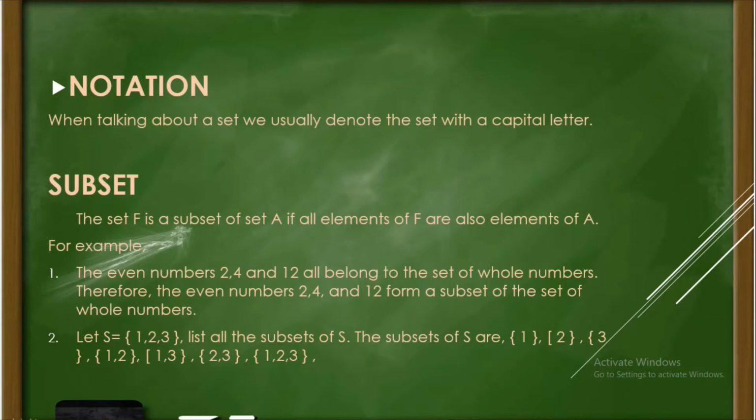So, another example, let set S is equal to {1, 2, 3}. Yung hinihingi niya, list all the subsets of S. So, ano yung mga subsets ng set S? So, the subsets of S are, we have here {1}, {2}, {3}. So, yan yung mga sets having one element only.